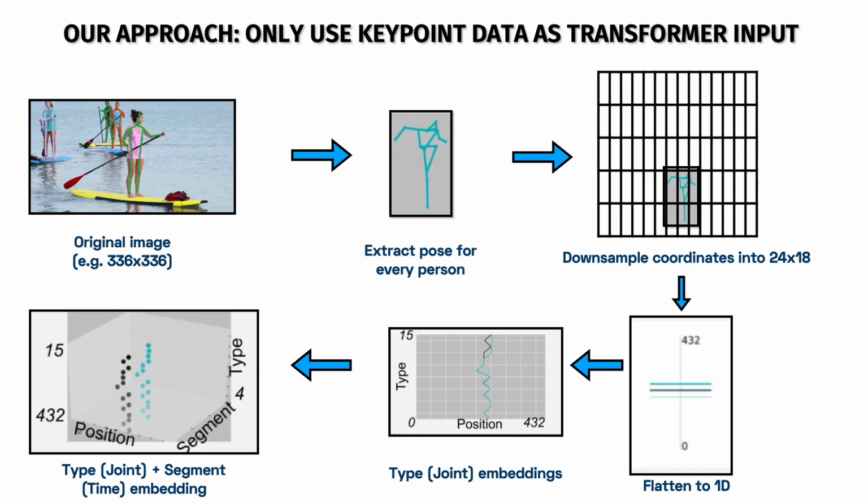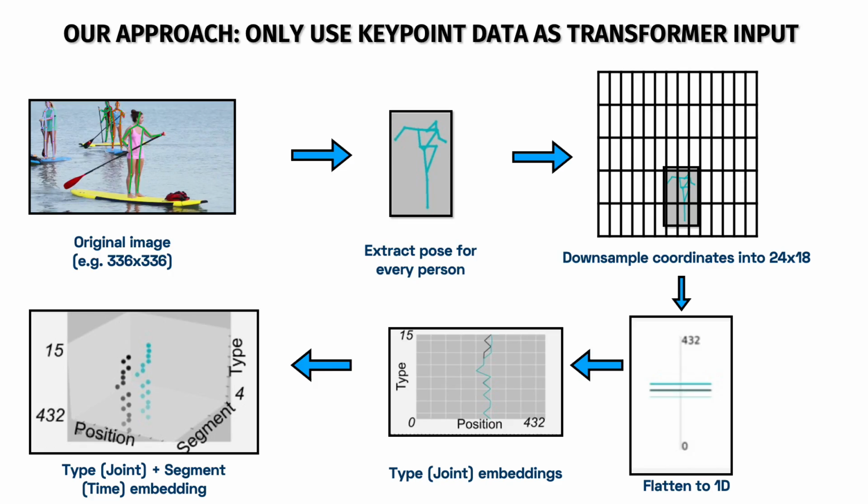So I'll now talk about how we tokenize pose information. We first extract a pose, then downsample the coordinates into 24 by 18. We also flatten it to 1D, and then we add positional encodings, first for the joint type and second for the segment, which basically tells us how far apart each pose is from the current time step in this pose.